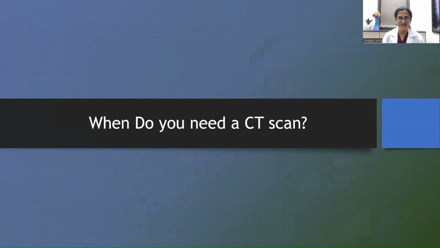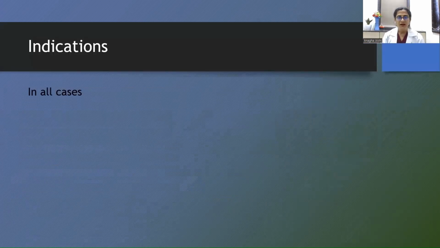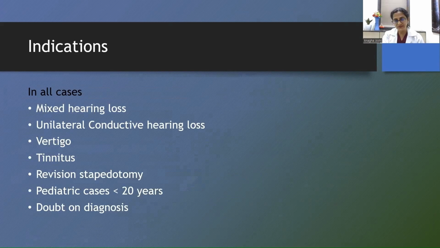So why do you need a CT scan? And when do you need a CT scan? When do you call for a CT scan? As for the indications, I would do a CT scan in all cases, but it is especially important when the patient presents with mixed hearing loss, unilateral conductive hearing loss, or if the patient has vertigo or tinnitus. In all cases of revision stapedotomy, in all pediatric cases, when you're doing surgery when the patient is less than 20 years of age, and in all cases of doubt, when the diagnosis is a query.